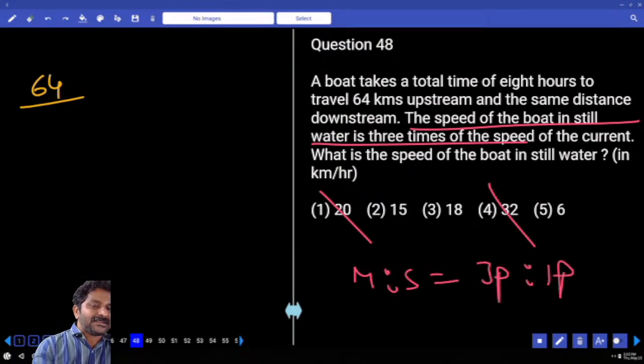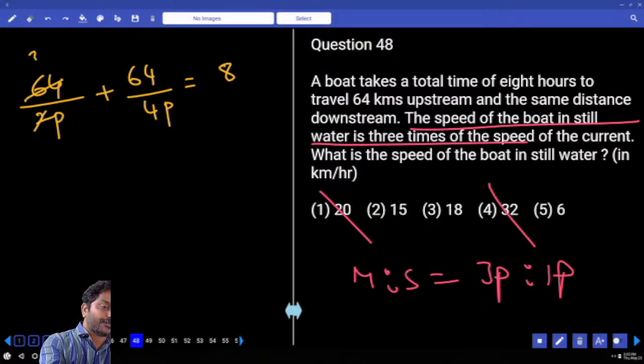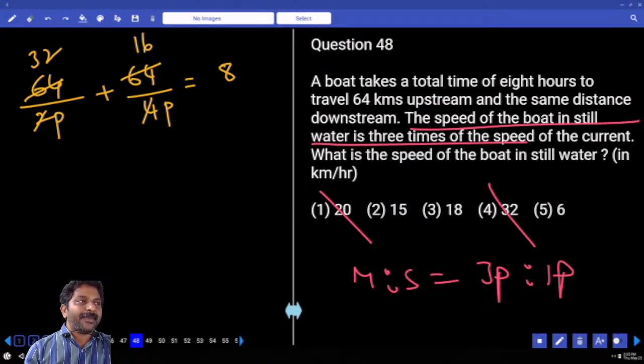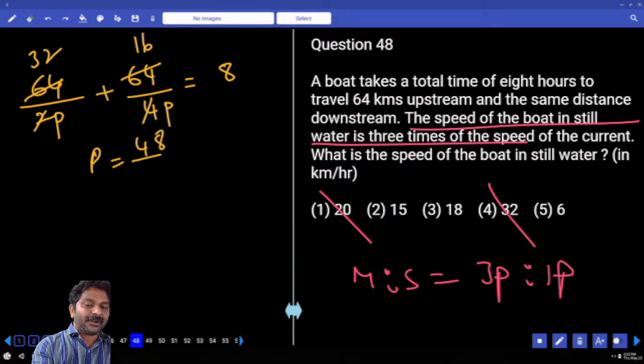Upstream, m minus s, how many parts? Same 64 kilometers covered in downstream, m plus s, and the time mentioned as 8 hours. 2, 32, 4, 48 by p is equal to 8. P is equal to 48 by 8, which is 6. Question is about 3 parts, which is 18.